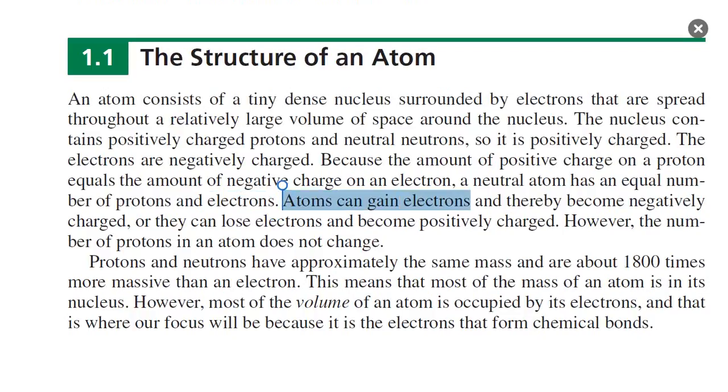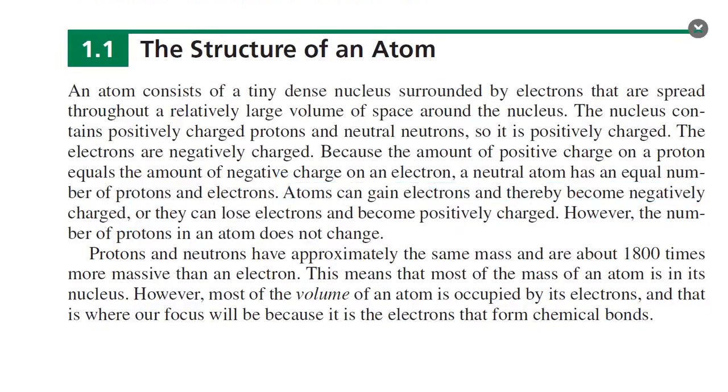An atom can gain electrons and thereby become negatively charged. If you give an electron to the atom, then the electron has a negative charge. What's going to happen? A negative charge is going to develop on the atom. It's the same way as if you have a bank account: if you spend more money, your account goes negative, doesn't it?